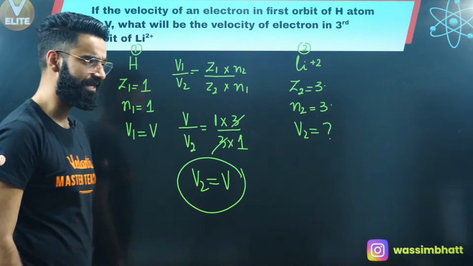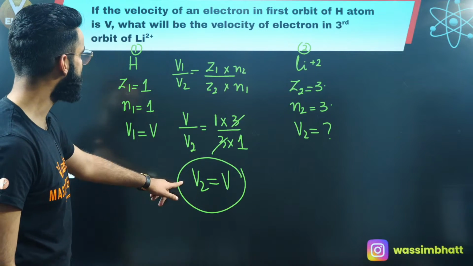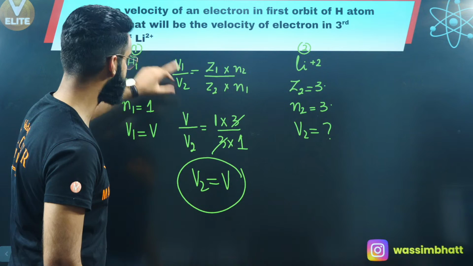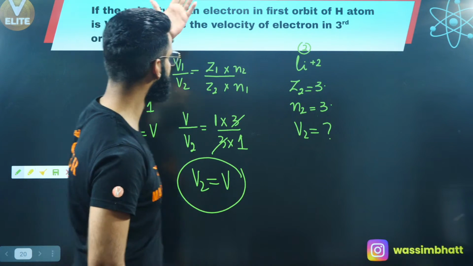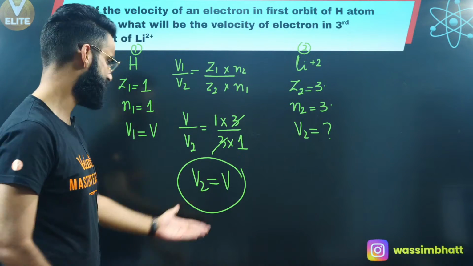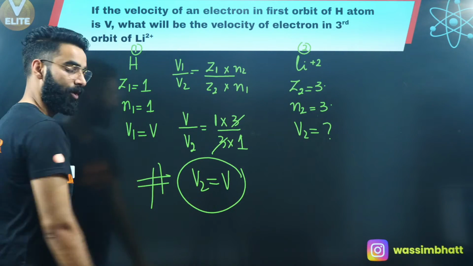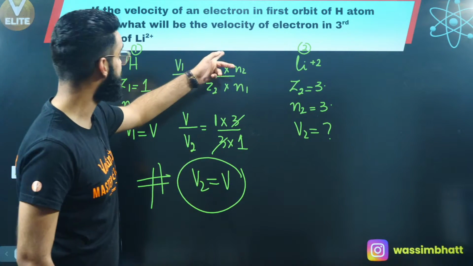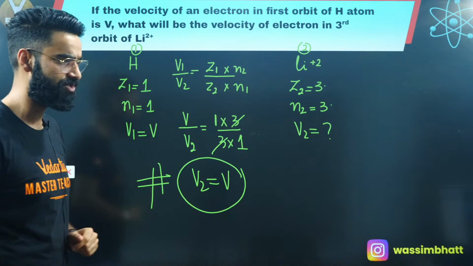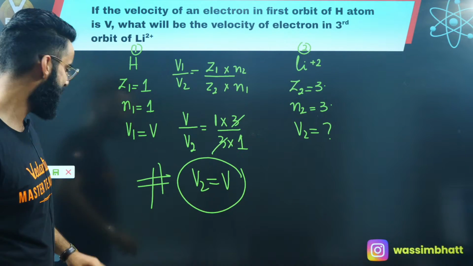So what does it mean exactly? It means the velocity of the electron in the third orbit of Li di positive is same as that of velocity of the electron in the first orbit of hydrogen atom, right? Yes. So this is something which you got. Velocity of the electron in the third orbit of Li di positive is same as that of velocity of electron in the first orbit of H atom. Yes. As simple as that.